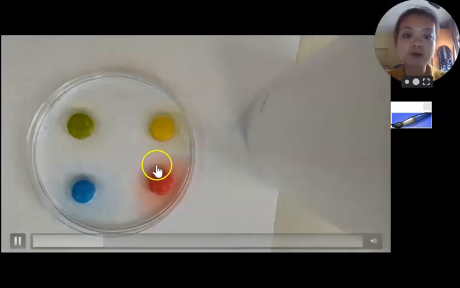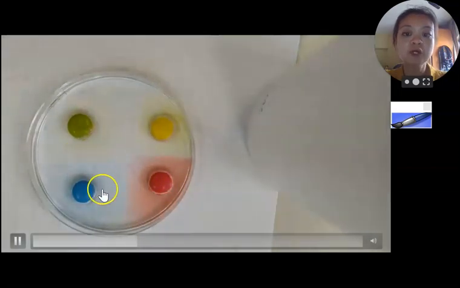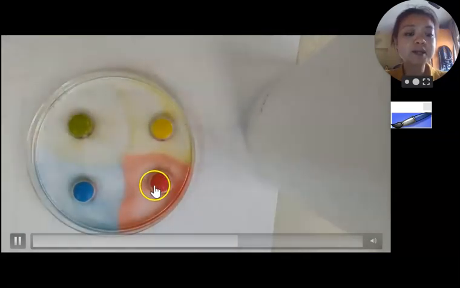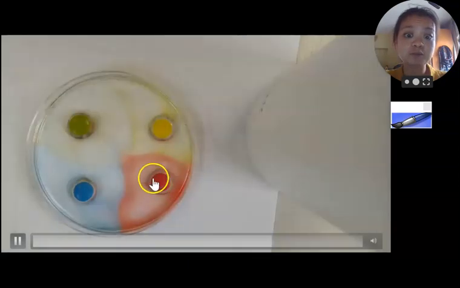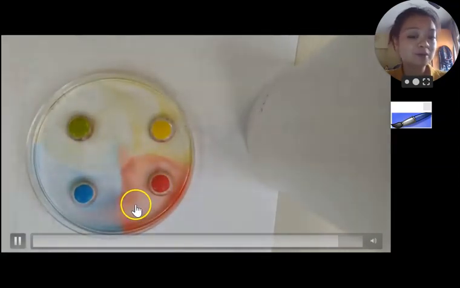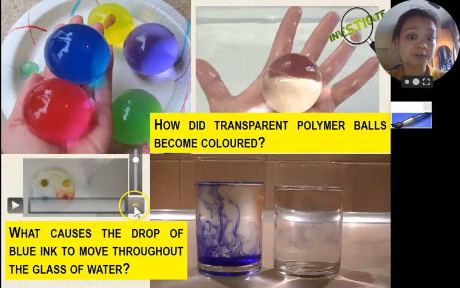Okay, you will notice after some time in the time-lapse video that the transparent agar actually takes the color of that particular Skittles. Now, why is that so? It seems that the color is moving from the Skittles to the surrounding area. Now, what is causing this to occur?